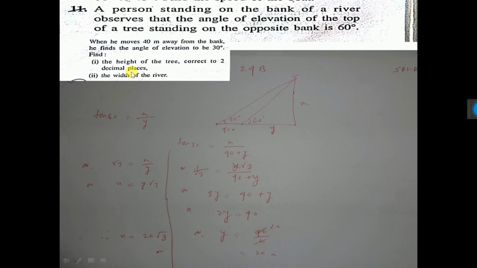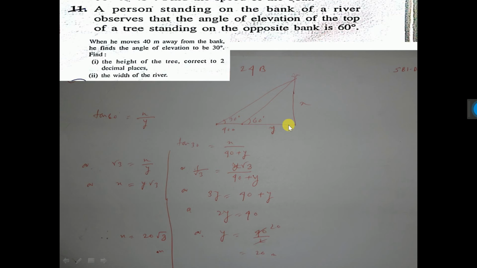Then do this sum. A person standing on a bank of a river observes that the angle of elevation of the top of a tree standing on the opposite bank is 60 degrees. When he moves 40 meters away from this point, the angle of elevation is 30 degrees. Find the height of the tree correct to 2 decimal places, and the width of the river.